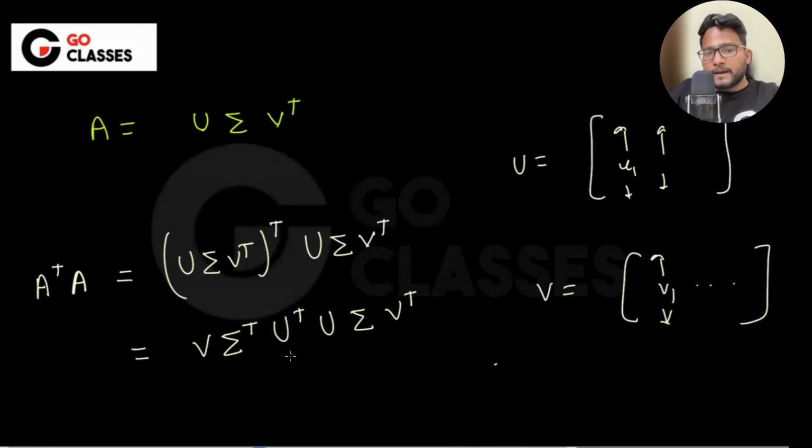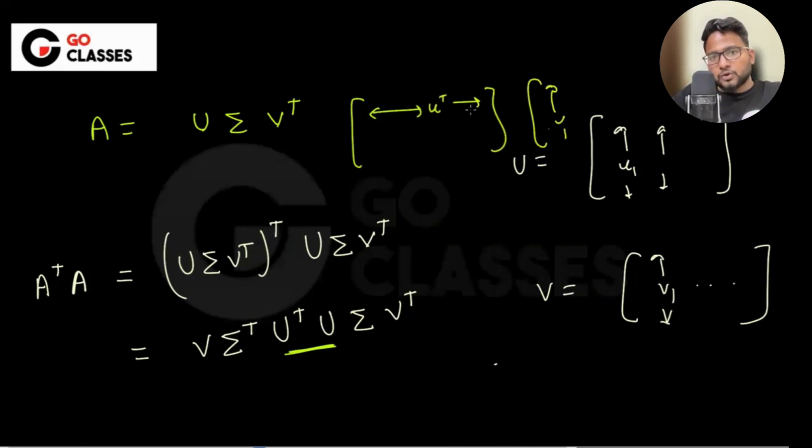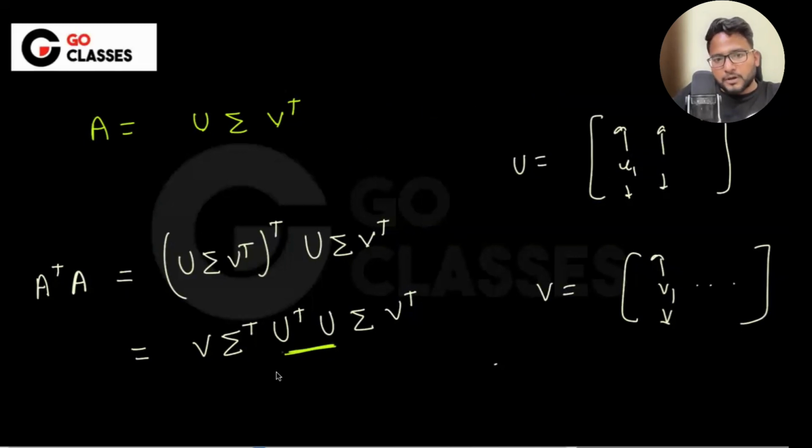Now tell me, if U is a matrix of orthonormal vectors, then what is U transpose U? U transpose U will be identity, right? Why? Because U transpose will be something like this, and then this is U. If you multiply this by this, you will get 1. If you multiply this by some other vector, you will get 0. So basically, U transpose U is an identity matrix, right? So from here, you got this.